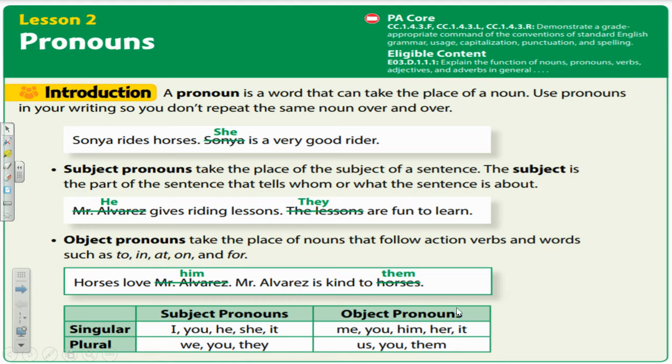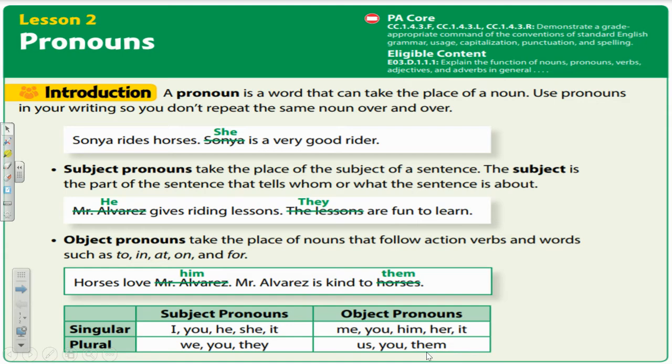Now, the object pronouns can also be singular or plural. Let's look at some singular examples. Me, you, him, her, it. The plural examples could be us, you, them.